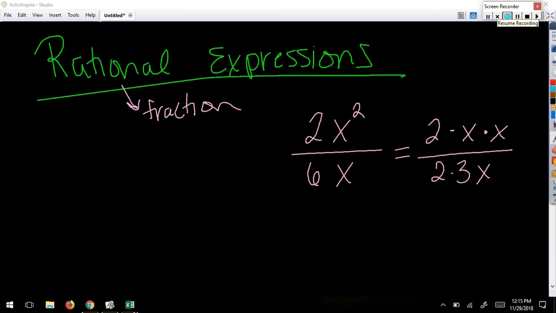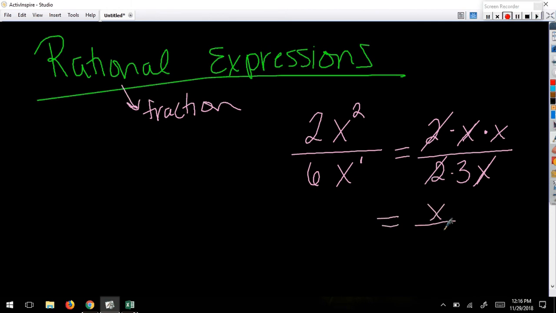So we talked about properties of exponents. Let us subtract these exponents, right? 2 minus 1 is 1. But then another way to think about it, if you're multiplying in the top and the bottom, you can cancel things out, right? If it's in both places. So that's the whole concept behind simplifying rational expressions that we're going to talk about today.